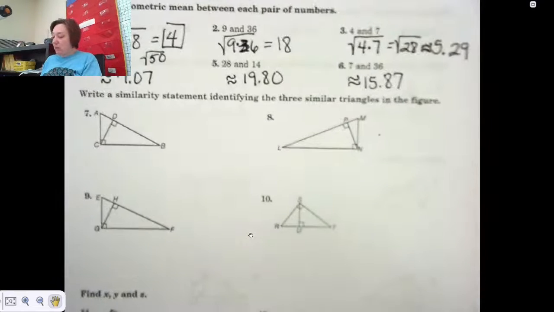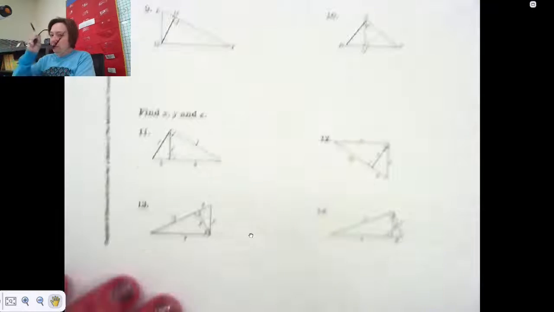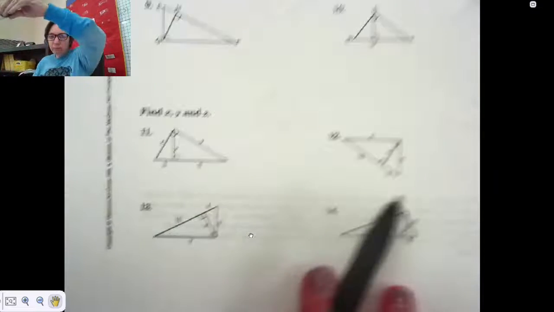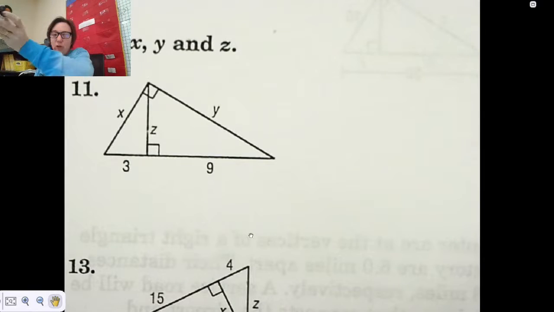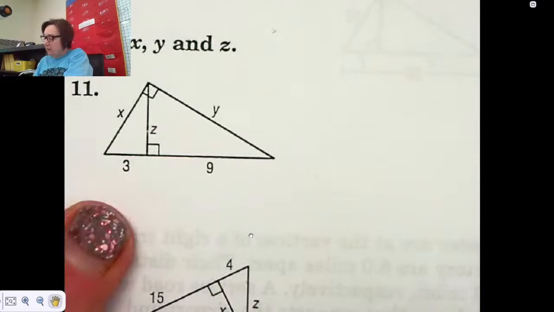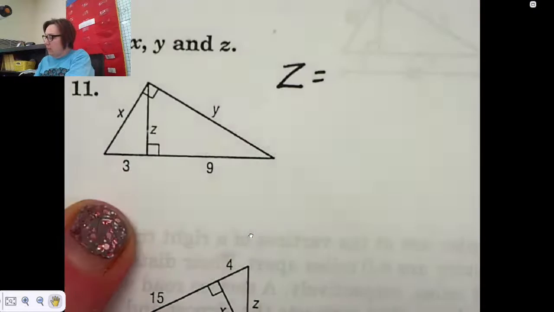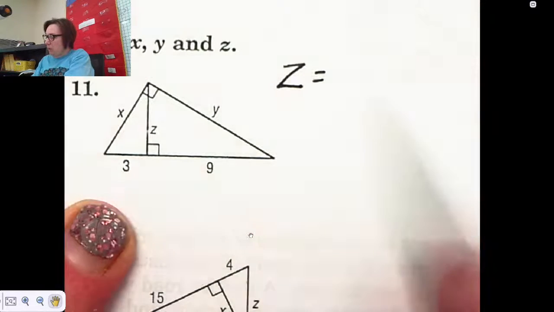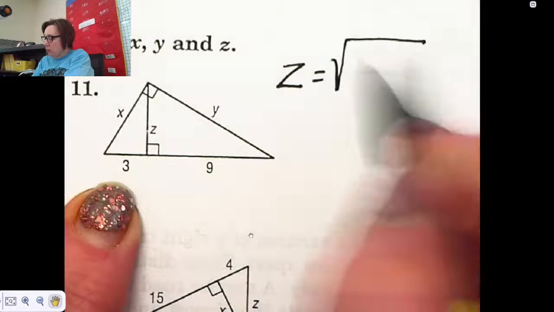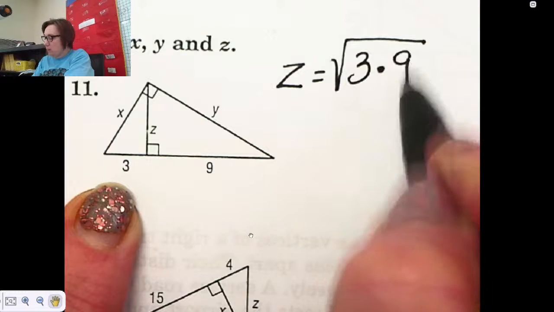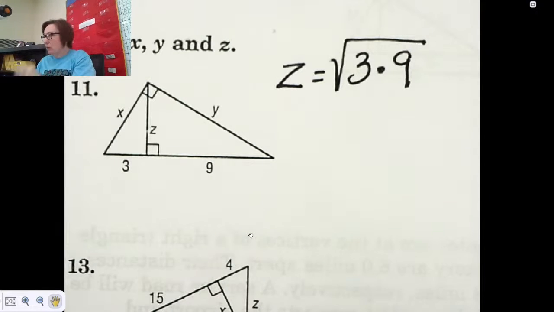So if we go back to, let's jump down to number 11. We're going to skip 7 through 10 for a minute. We'll come back to them. But jump down to number 11 with me. I want to zoom in. So if we want to find Z right here, all we have to do to find Z is do the geometric mean of 3 and 9. So we're going to do the square root of 3 times 9. And you can just punch that right in your calculator if you want to.